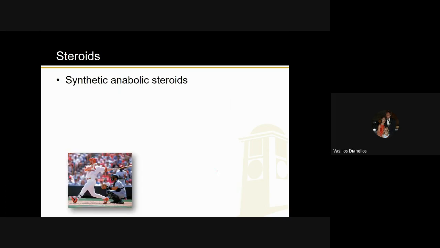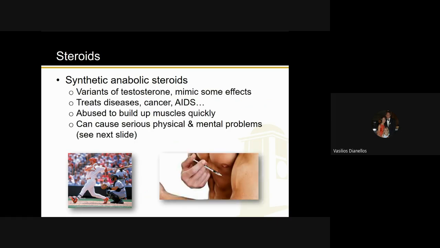I think when most people hear the word steroids and they're not in a biology class, they're usually thinking about this, which is synthetic anabolic steroids. And I'm not going to ask you anything about this. Excuse me, I'm still sick. But I'm going to go through it very quickly because your book did. And because, again, most people, when they think of the word steroids, this is probably what they're thinking of. Synthetic anabolic steroids. These are variants of testosterone that mimic some of the effects of testosterone.